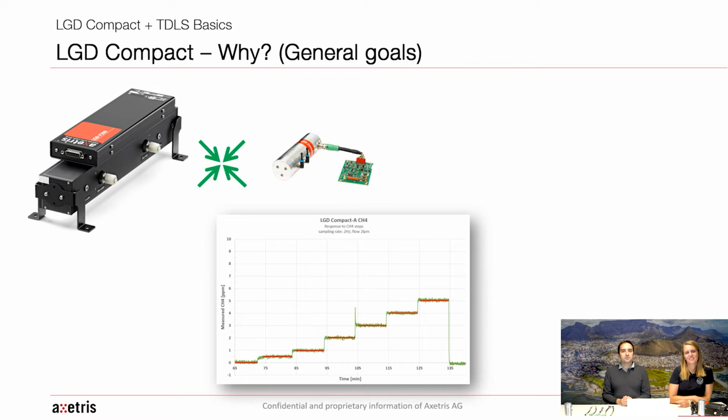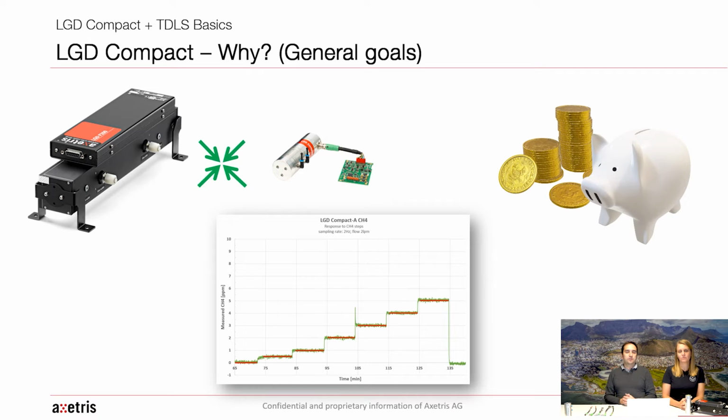The second goal was the performance. With new regulation in the environmental market, there are also tougher requirements in this field, so we had to improve the performance, the lower detection limit, for example, and this is what we achieved with the LGD Compact.